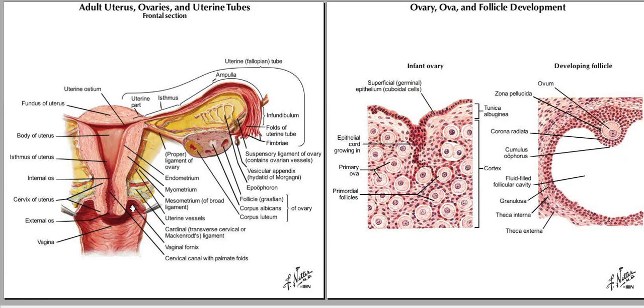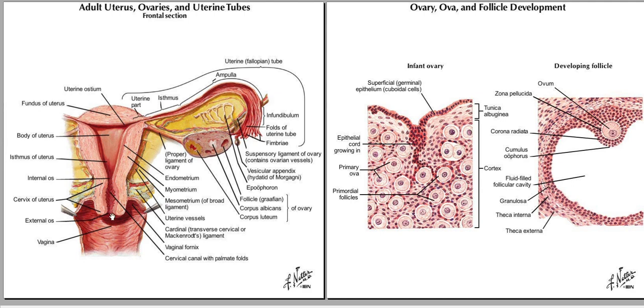Okay, and you can see the cardinal ligament too. That is here. You can see the cardinal ligament over here. For this, there's a vaginal fornix. There's a cervical canal with palmate folds. Okay, the vagina, this the external os, the cervix, the uterus.